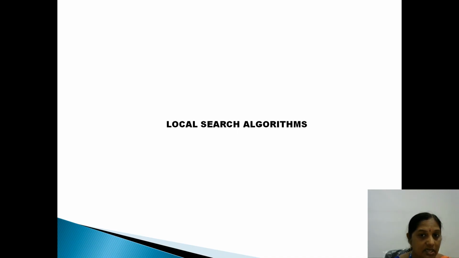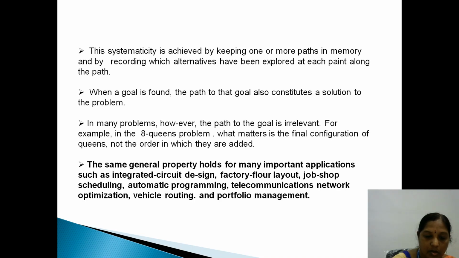But the local search algorithms don't focus on the cost. They only focus on the path to reach the goal state. So the main concentration for local search algorithms is the current state and the goal state. What is your current state? How are we reaching the goal state? That's it. So it doesn't focus on the minimum cost of the path. And the local search completes its task by traveling on a single current node rather than multiple paths. It doesn't concentrate on the multiple paths. It only concentrates on a single current node.